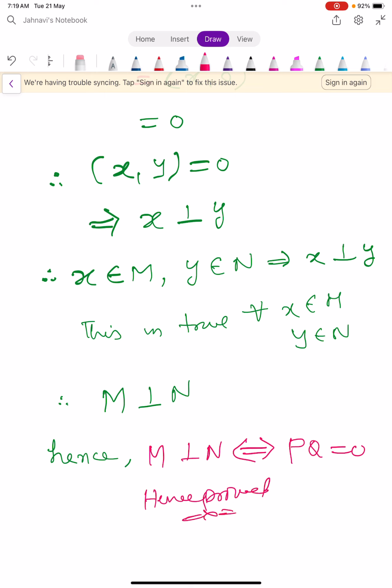In the next video, we'll learn orthogonal projections, the definition of an orthogonal projection, and a theorem that depends upon orthogonal projection. Keep learning.